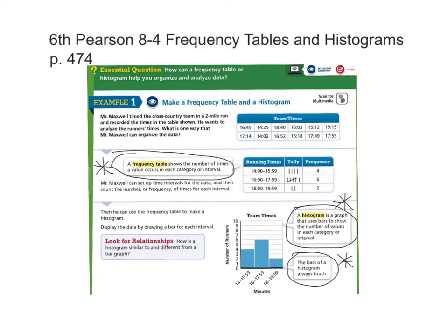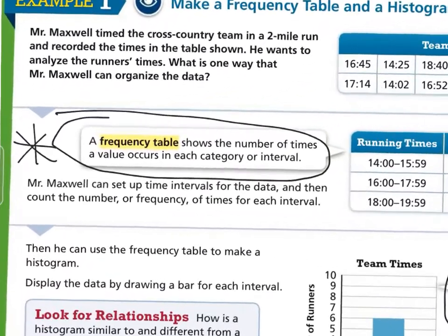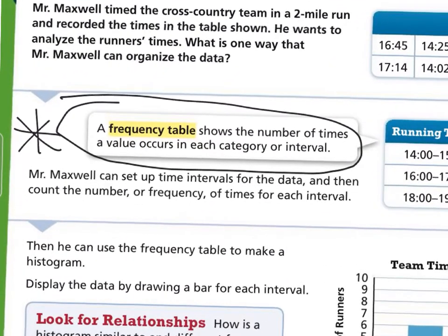Page 474, lesson 8.4 is on frequency tables and histograms. So before we get going on this too much, a frequency table shows the number of times a value occurs in each category or interval.